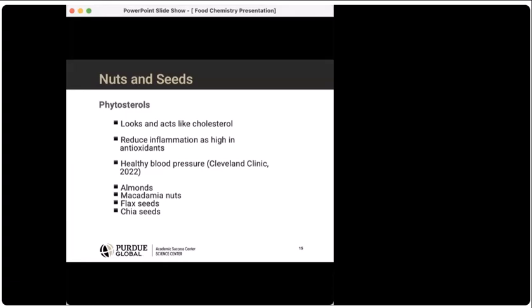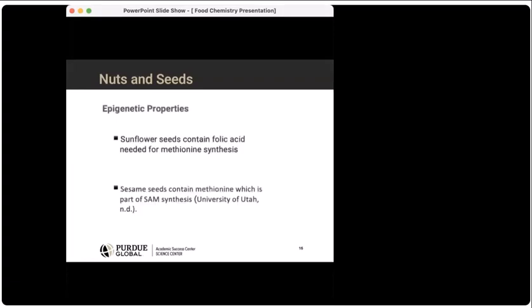So a few examples of nuts and seeds that could be consumed might be things like almonds, macadamia nuts, flax seeds, and chia seeds. Nuts and seeds also contain components that may be associated with epigenetics. Examples of these foods would be sunflower seeds, which contain folic acid, which is part of the methionine synthesis. Sesame seeds and Brazil nuts contain methionine, which is part of the SAM synthesis.